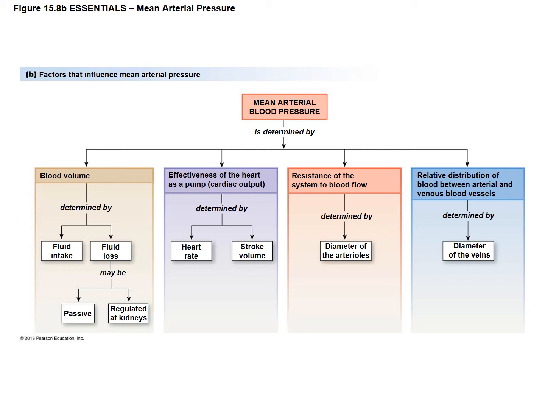We have the overall blood volume, which will actually affect blood pressure because of the natural hydrostatic pressure of fluid forcing its way up against the walls of its container. Blood volume is determined by both fluid intake and fluid loss. Fluid loss can be passive, simply through the skin, or it can be regulated at the kidneys. Other variables that affect mean arterial blood pressure are going to be the resistance of the system to blood flow, which is determined by the diameter of the arterioles, and the relative distribution of blood between arterial and venous blood vessels. This is determined by the diameter of the veins.